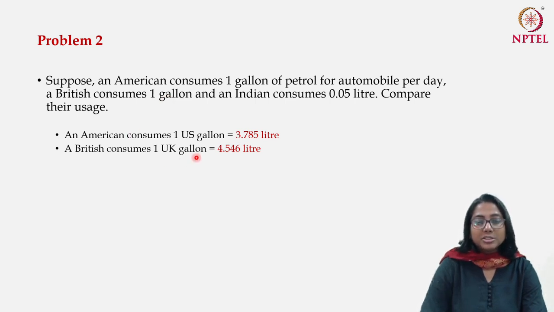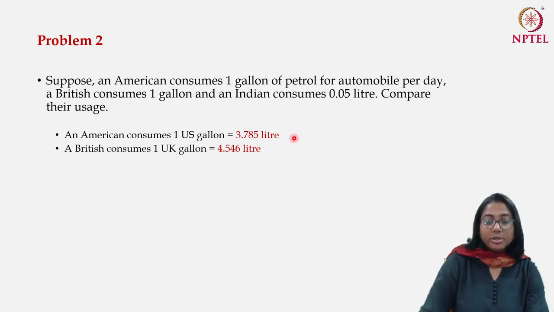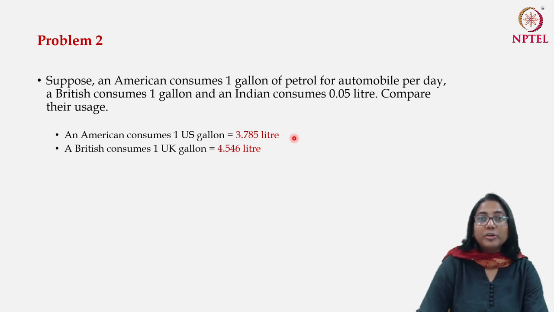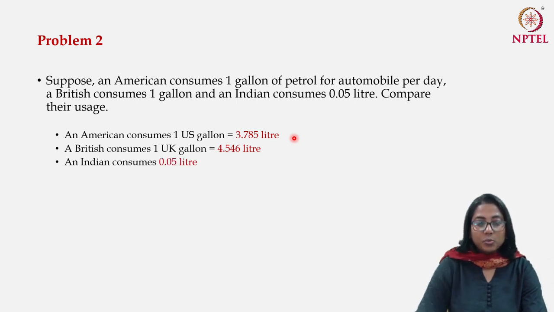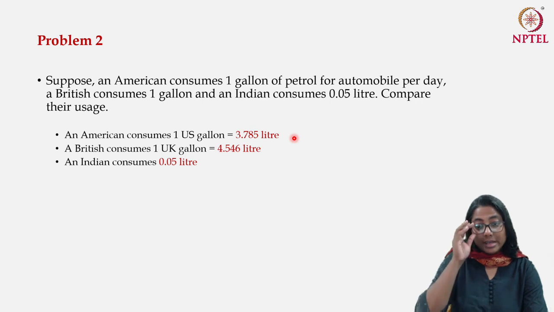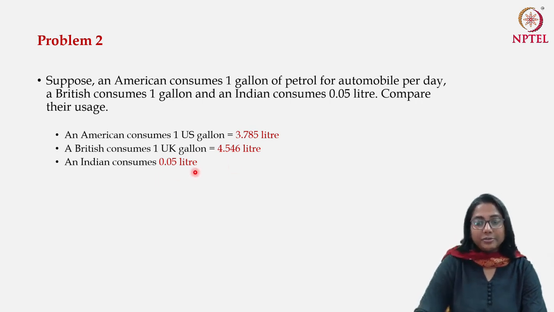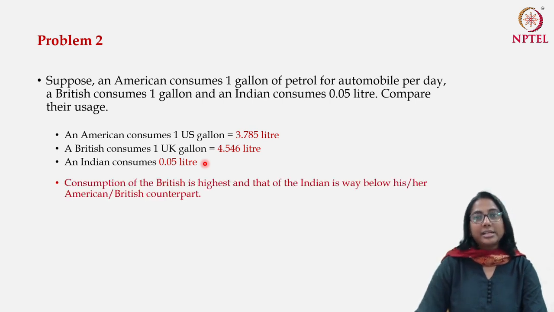So the British actually consumes 4.546 liter, whereas the American consumes 3.785 liter. Now you can compare these two figures with what an average Indian consumes, which is 0.05 liter. And this is actually the real figure for Indian individuals. So what you can see is that the British consumes the highest, the Indian consumes the lowest, and the difference is huge in the consumption of petrol for automobile for these different countries.